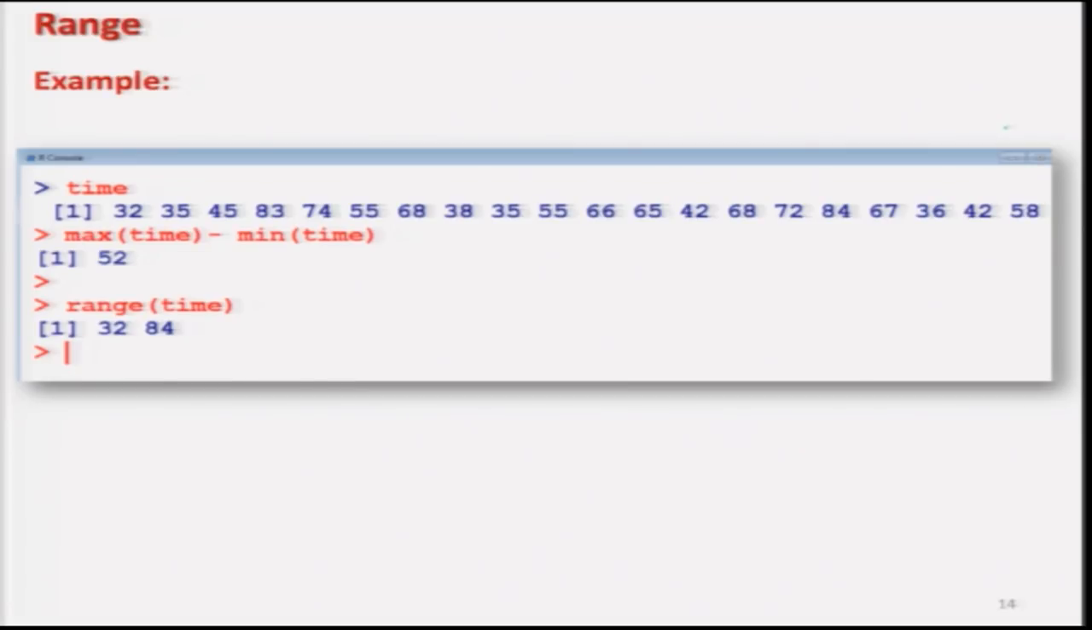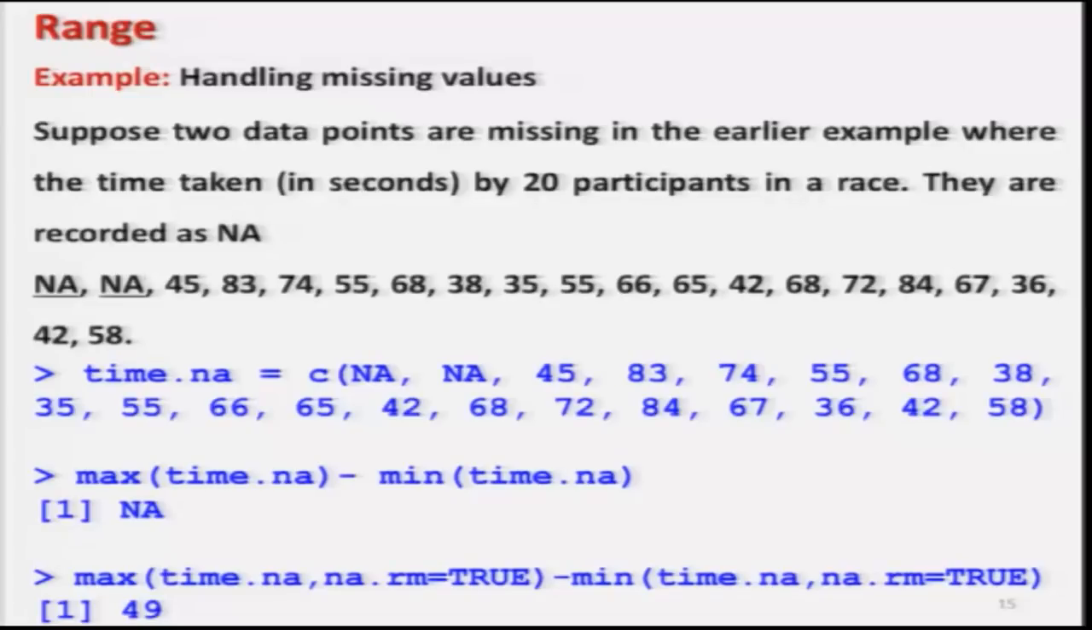Here in this slide, you can see the screenshot on the R console. Now what I'm trying to show you in the same example is, if the data values are missing, how you are going to handle it. In the same example, where we recorded the time taken by 20 participants in a race, I have made the first two values NA. That means they are not available. All other values are the same. Now I'm recording this data inside a new variable, time.NA. So time.NA simply indicates that data is not available inside the time vector.